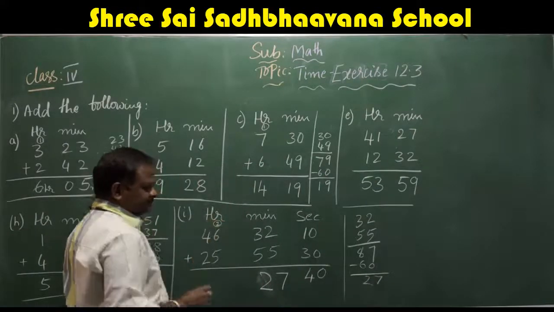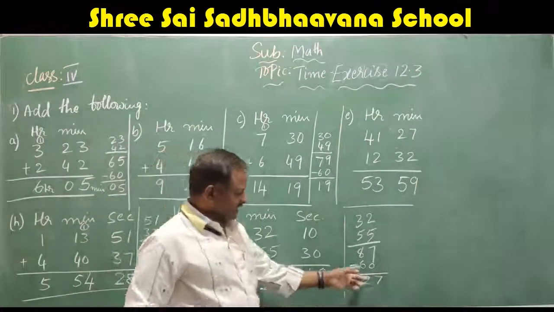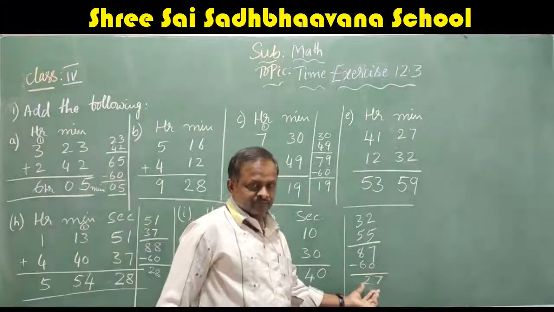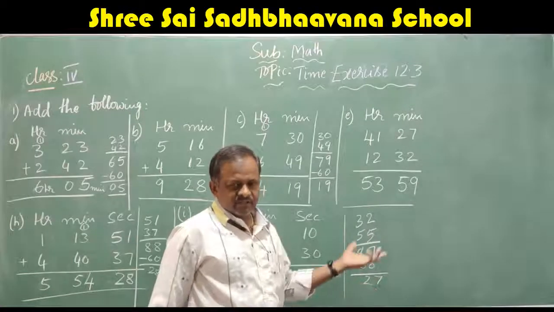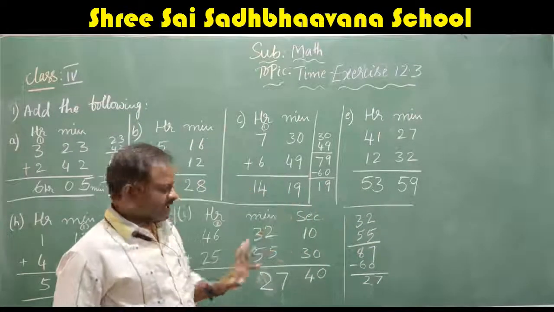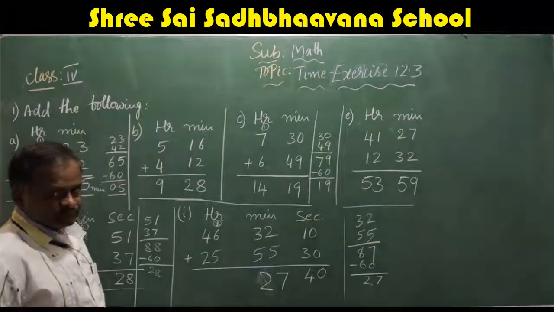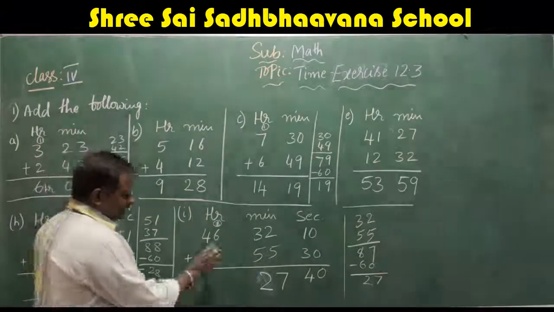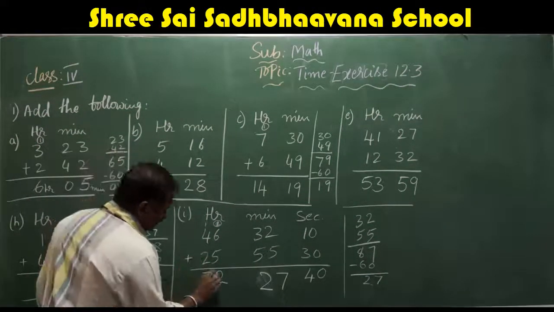Take carry 1, because we only have 1 hour here. If it were 120 minutes, it won't come, because we are adding at most 59 minutes and 59 minutes, so we will always take the carry as 1 only. So 1 plus 6, 7, 7 plus 5, 12, carry 1, 4 plus 1, 5, 6, 7.